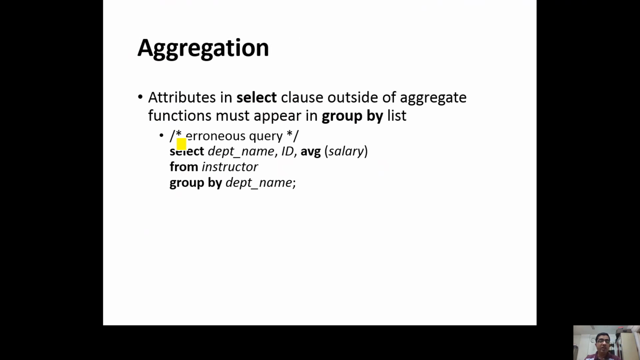Again, one more example of an erroneous query. The attributes in select are department name and ID, as I told you. However, you are grouping only by department name, but still it will generate the error.